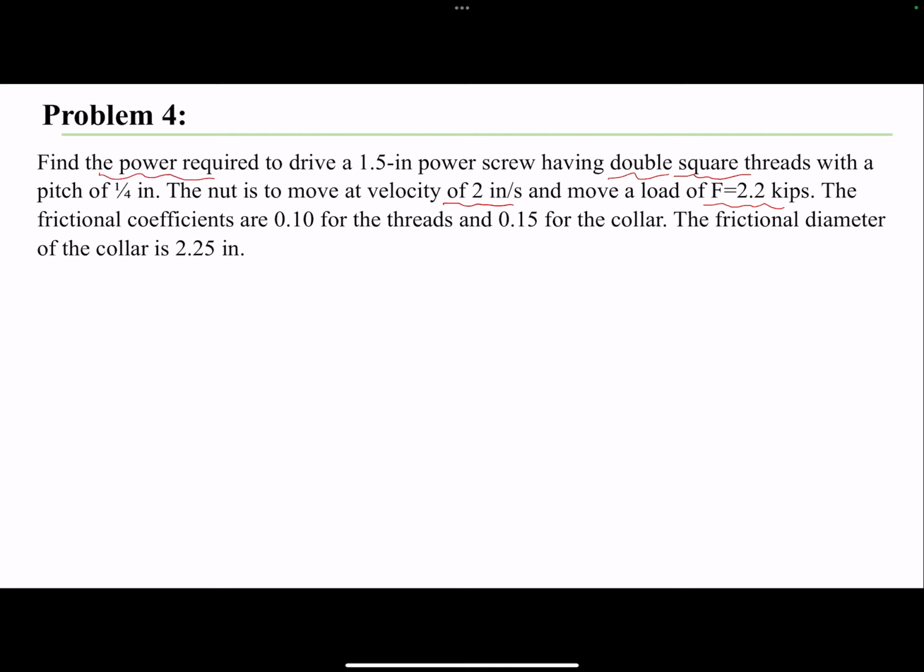We know power is torque and RPM. We don't have either of them, but we have values that we can find. To find the power, for the torque, we can find it based on thread properties and the resisting force, the force that we use to lift it up. That's the force that is given to us here. And for the RPM, we can find it based on the velocity that we have and the lead.